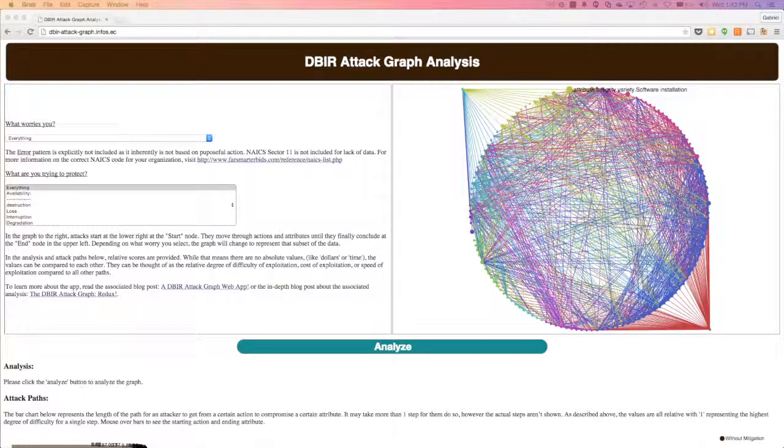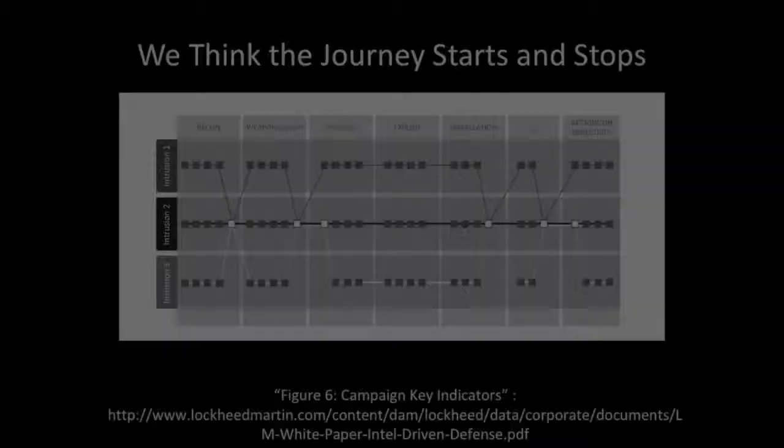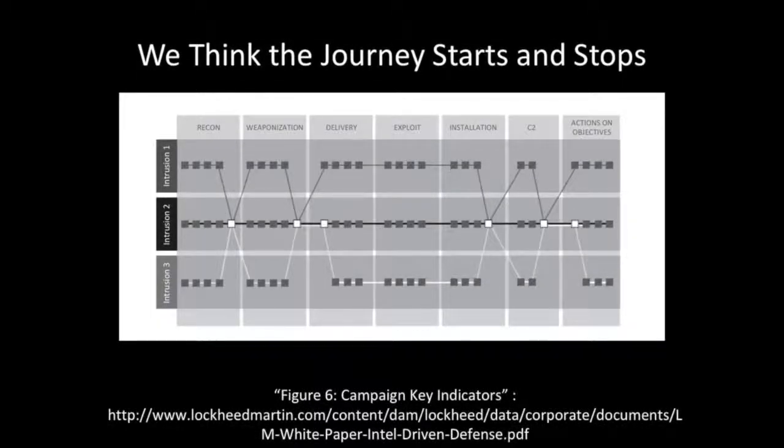This is a tutorial on the DBIR Attack Graph web app. Before we can understand the web app, we need to understand why attack graphs. When most people think about breaches, we now think about it as a path. Lockheed Martin's cyber kill chain helps us explain the path that attackers take.